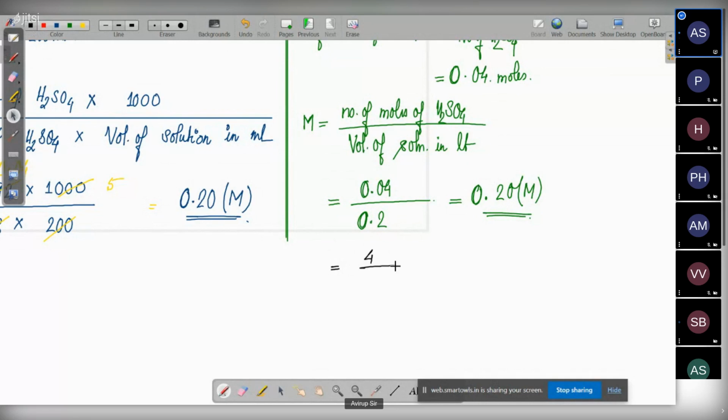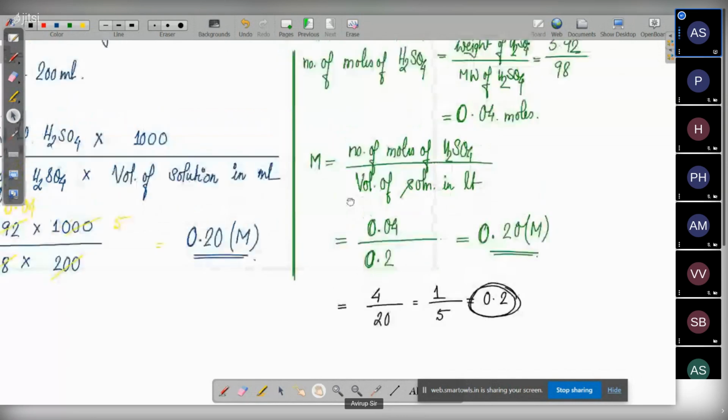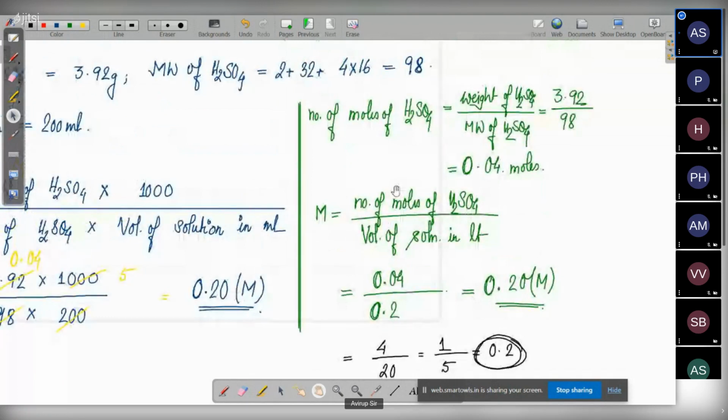This will become 4 by 20, so ultimately 1 by 5. So that is 0.2. So it is correct, not incorrect, because ultimately it's the same method. It is not like that it is different.